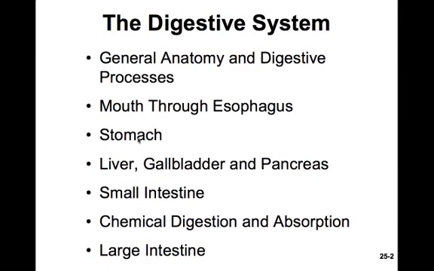So now we embark on our journey through the digestive system. This is a very long chapter, and it begins with looking at the general anatomy and digestive processes. We'll look at the mouth through the esophagus, and then food passes into the stomach. We'll look at accessory organs, the liver, gallbladder, and pancreas. We'll examine the functions of the small intestine. We'll consider chemical digestion and absorption, and finally we'll look at the large intestine.